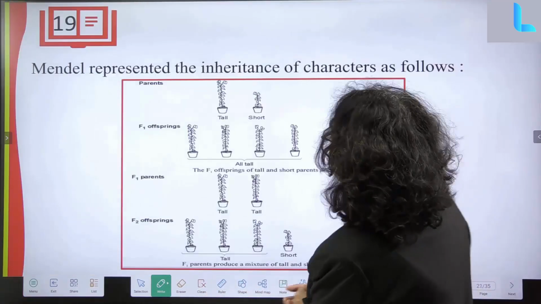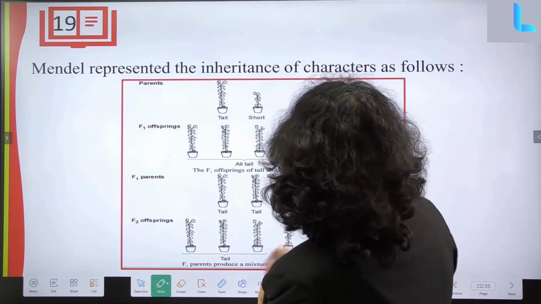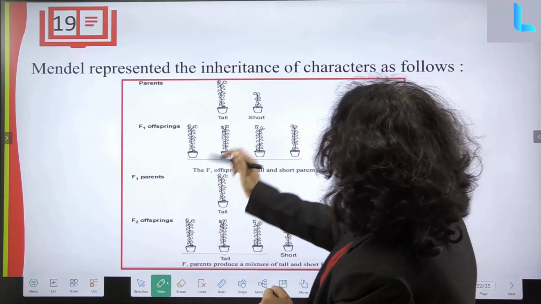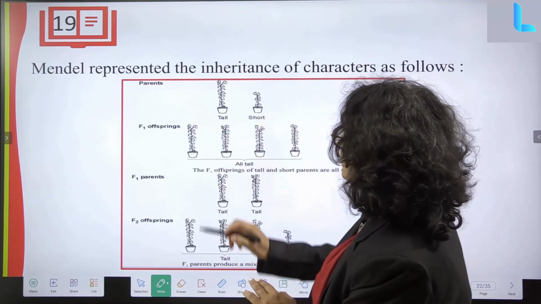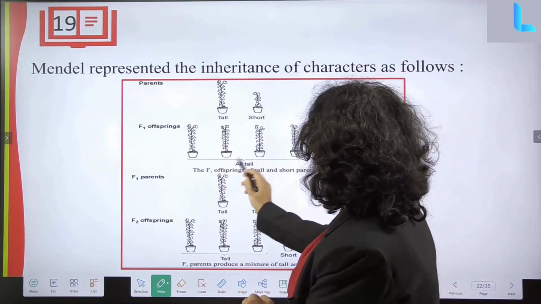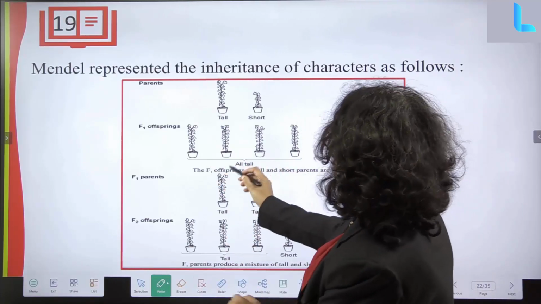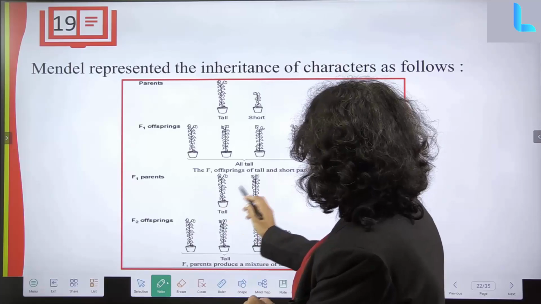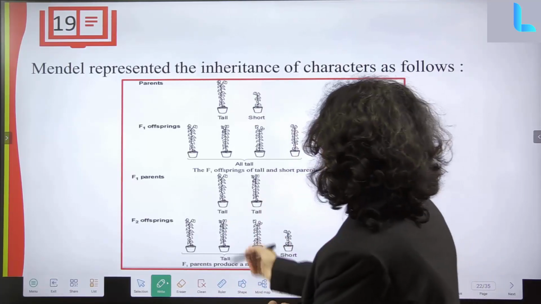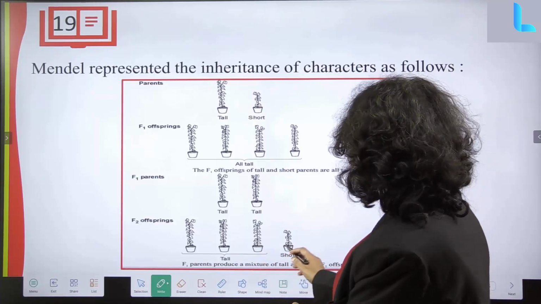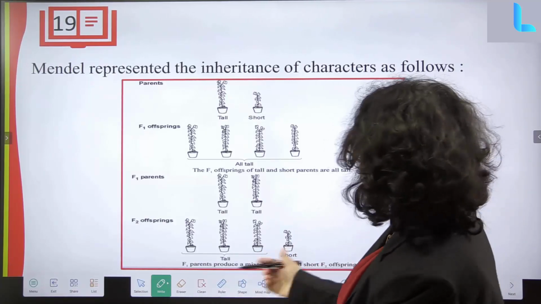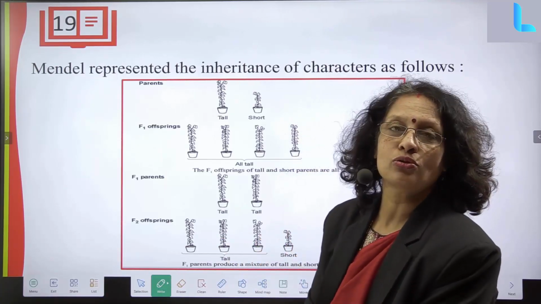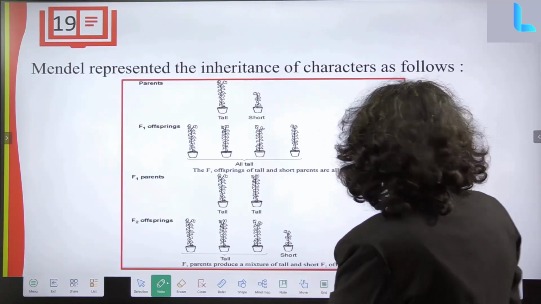Then let us see here. Mendel represented the inheritance of characters as follows. There is one small picture with a table. Suppose the parents are one tall and one short. The F1 offspring you are seeing here are all tall. So the F1 offspring of tall and short parents are all tall. But when the F1 parents, both tall, are crossed, they produce a mixture of tall and short F2 offspring. That is also possible. So there are three offspring that are tall and one offspring that is short.